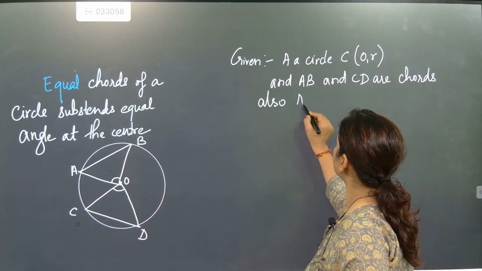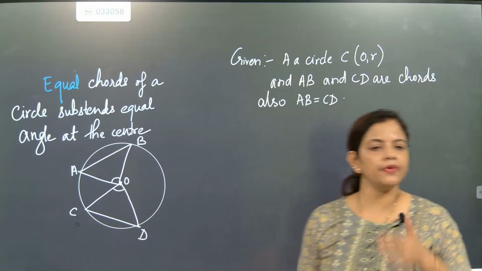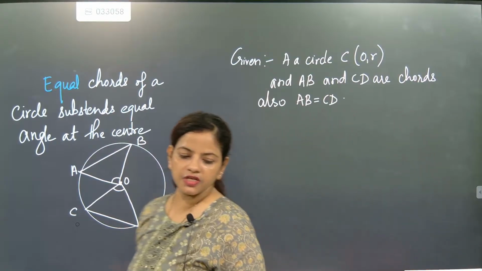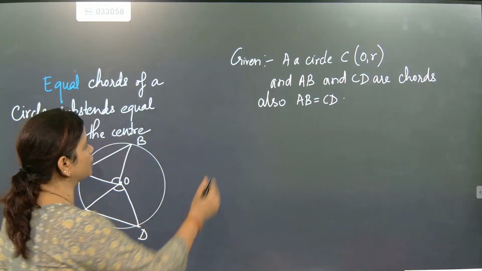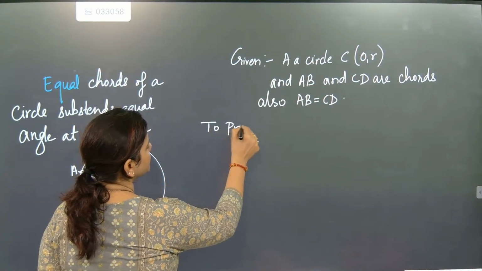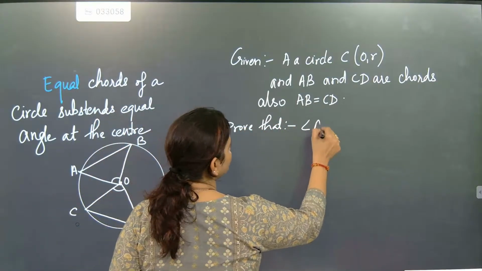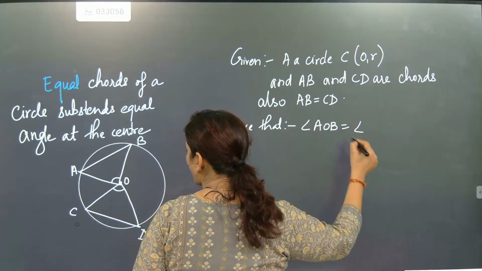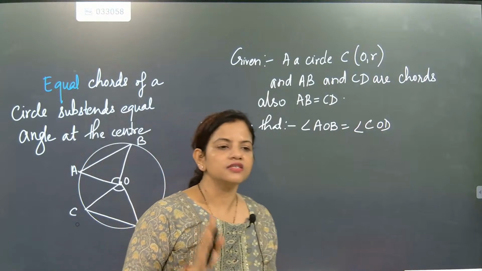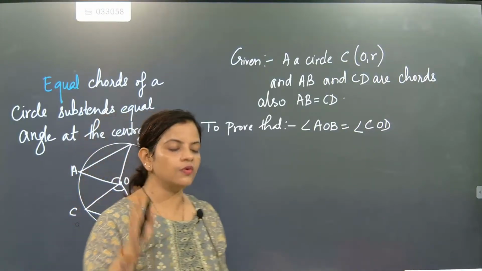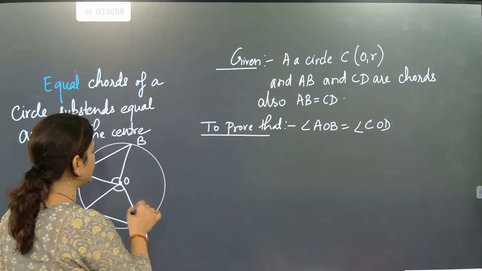Also, AB is equal to CD. AB and CD are what? Chords. So AB is equal to CD is given. Now what we need to prove? To prove that angle AOB is equal to angle COD. That is, equal chords subtend equal angle at the center. So we need not prove anything, we will just join it.